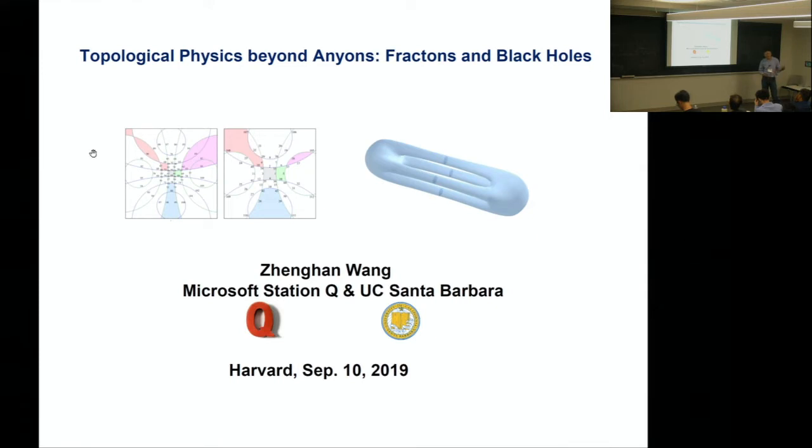There are lots of possibilities for us to extend beyond anions, studying gapped boundaries and symmetry defects. There are all kinds of anions, but I want to be a little bit more exotic. Two directions I can think of, and I also have some work on, are fractons and black holes. Fractons are one dimension higher. Anions are really 2+1, fractons are 3+1, which is very interesting. And black holes are still 2+1. That's what I'm going to talk about.